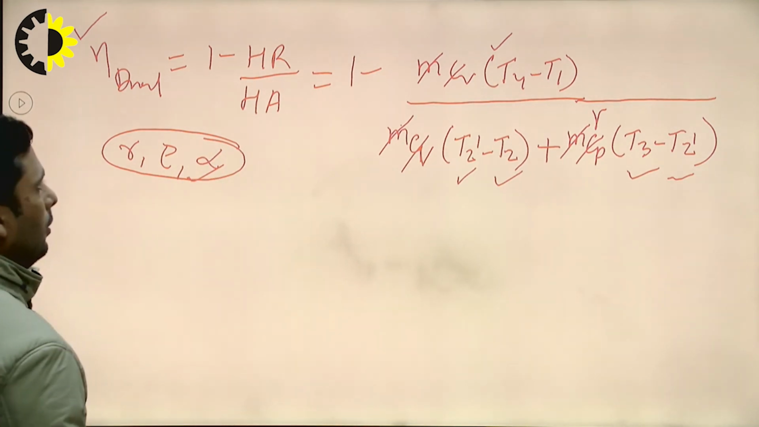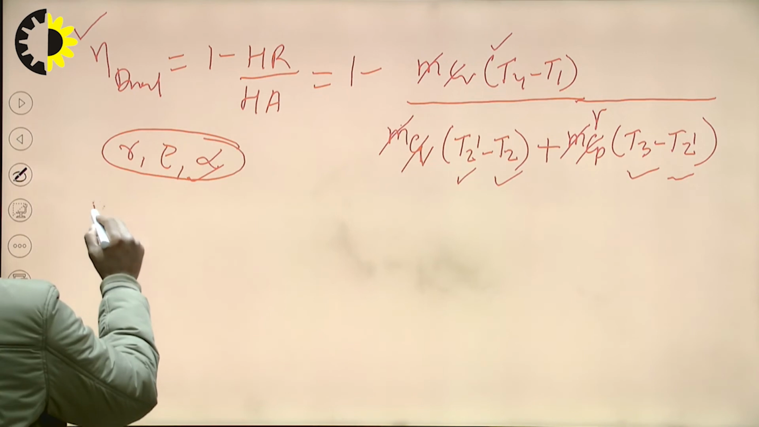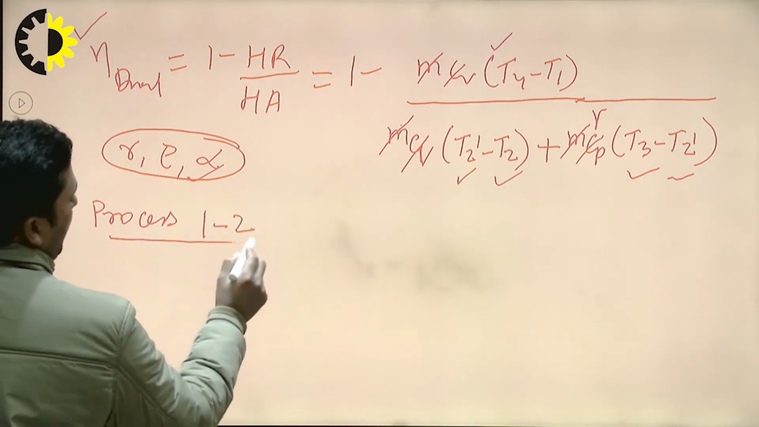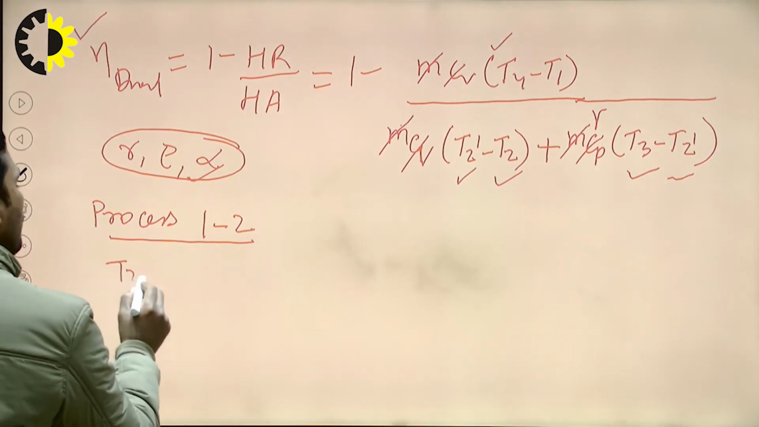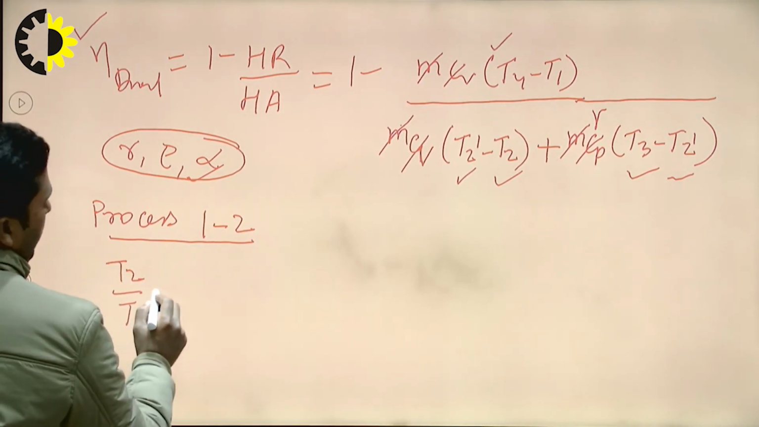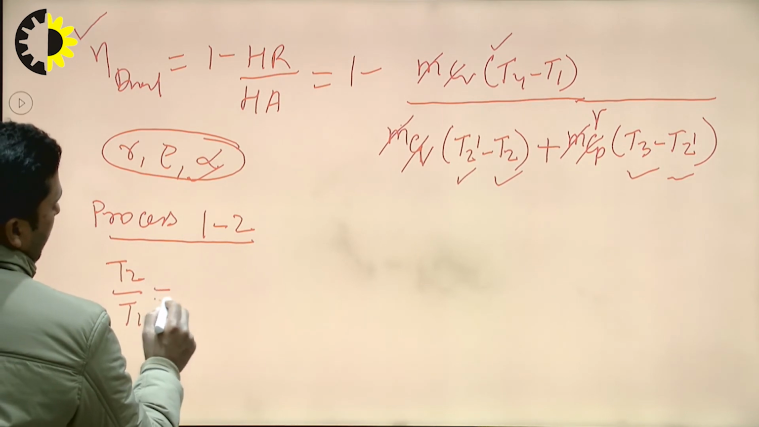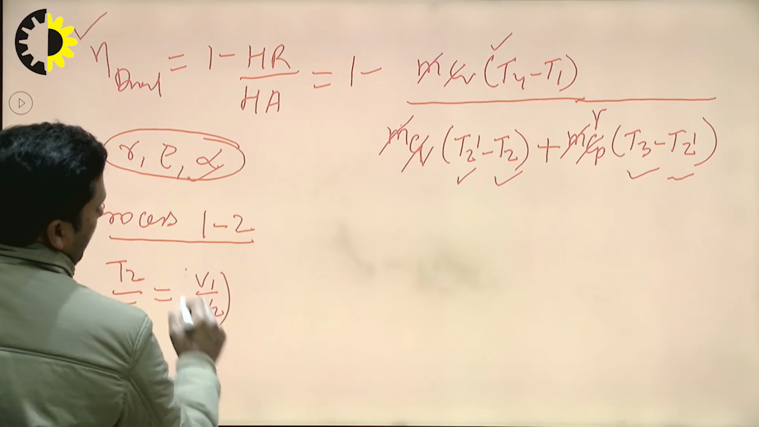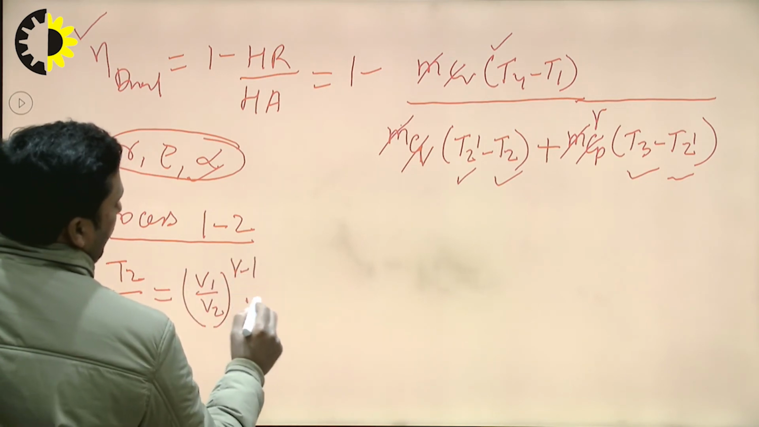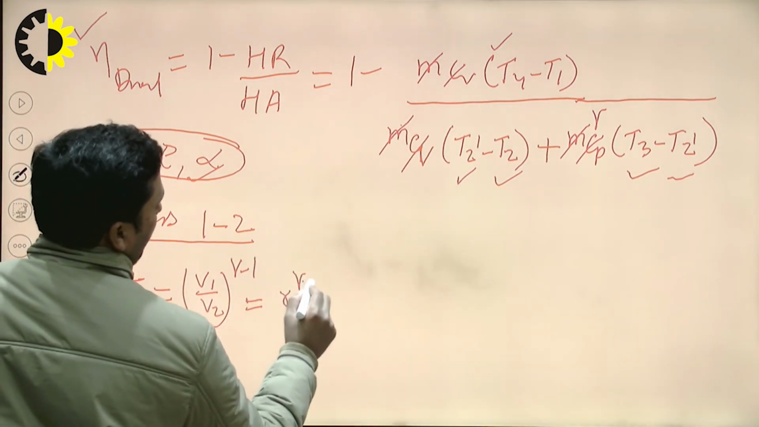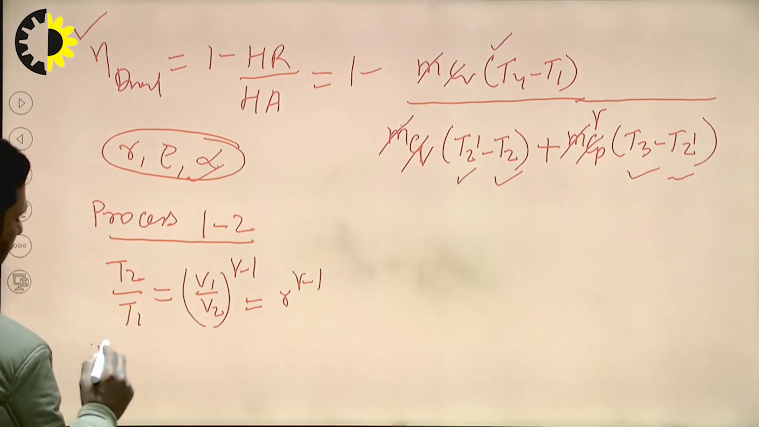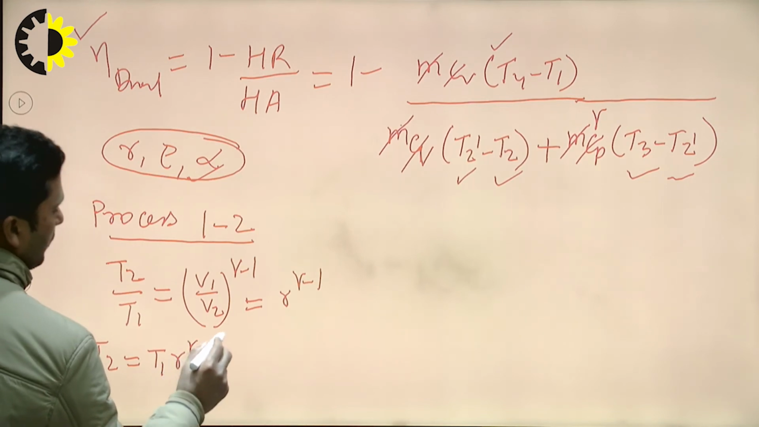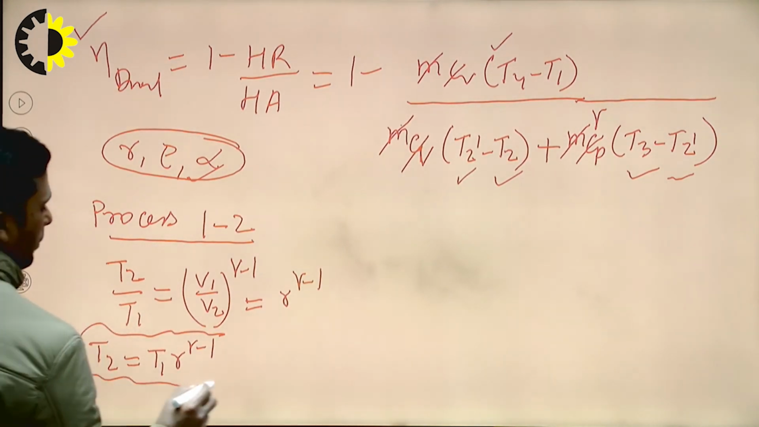So from process 1 to 2, that is the isentropic compression process, T2 by T1 is equal to (V1 by V2) to the power gamma minus 1, and V1 by V2 is the compression ratio, so r to the power gamma minus 1. From here T2 will be equal to T1 r to the power gamma minus 1. So we have calculated T2 in terms of the compression ratio.